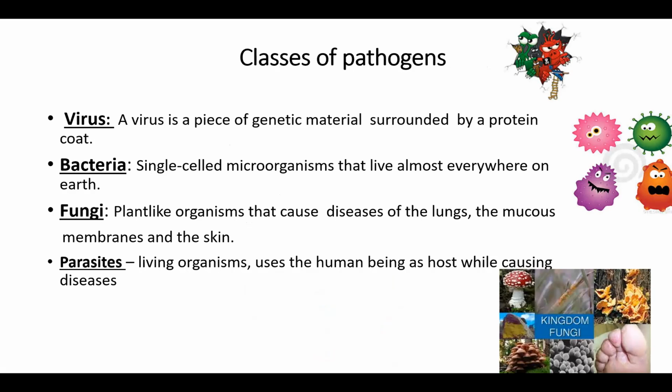Then in terms of pathogens, as I defined in the first slide, pathogens are disease-causing organisms. There are different classes of pathogens, but these are the main four classes. You can add other more high-level classes, but in terms of an easy classification of pathogens, we have these four main classes. We have viruses, bacteria, fungi, and parasites.